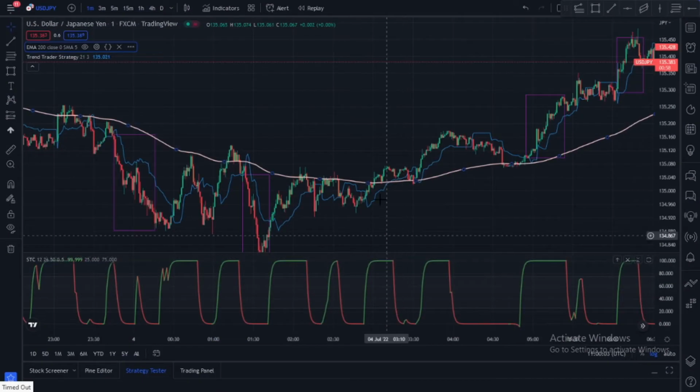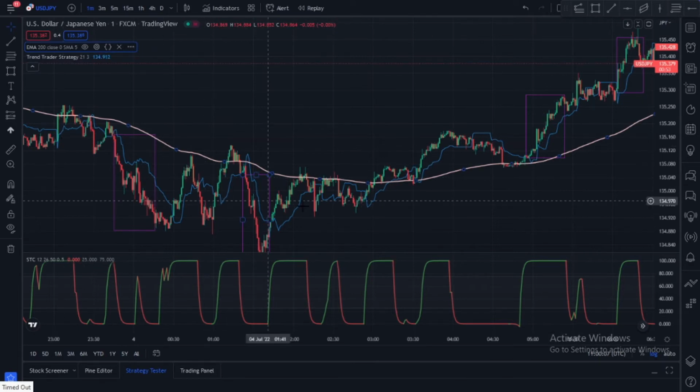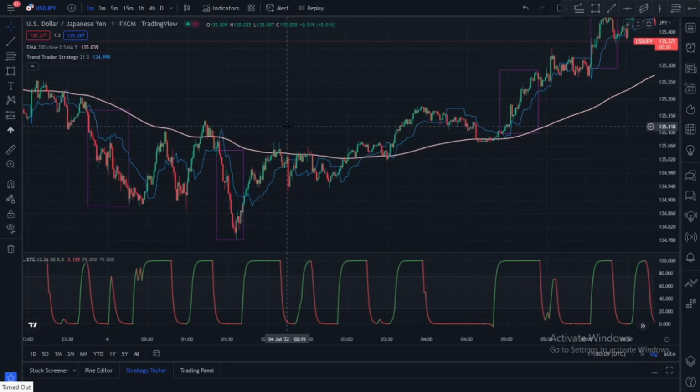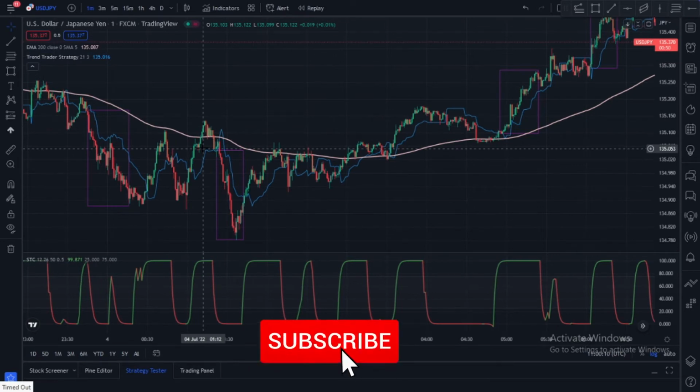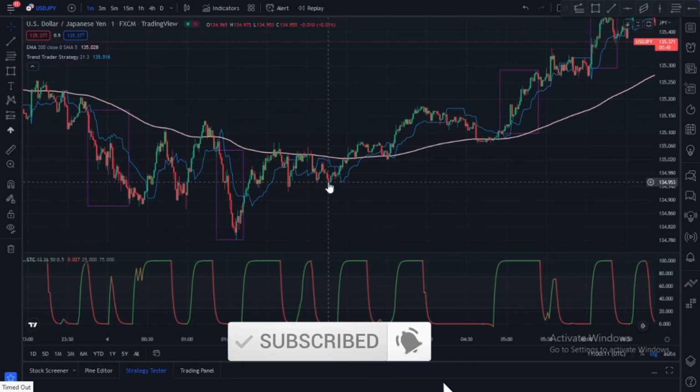When the price is above the EMA, it is an uptrend, and whenever it is below the EMA, it is a downtrend. The Trend Trading Strategy indicator is also for better understanding of the trend.